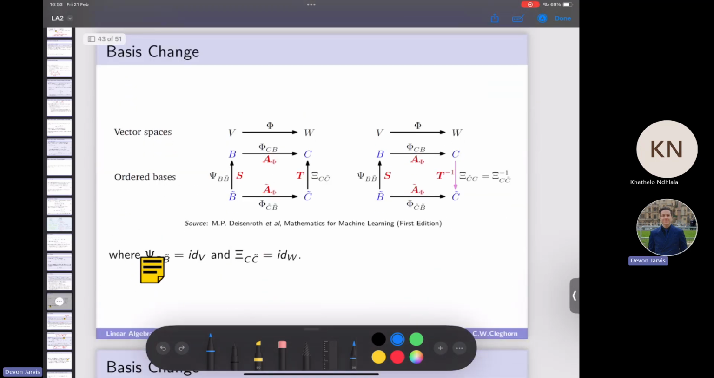Here is a very long-winded, notation-heavy diagram of what we just did. You can either just apply your new mapping to go from B tilde to C tilde, or you can map from B tilde to B, then use your mapping to C, and then come out after that. And that'll give you your new solution. You can have a look at that.